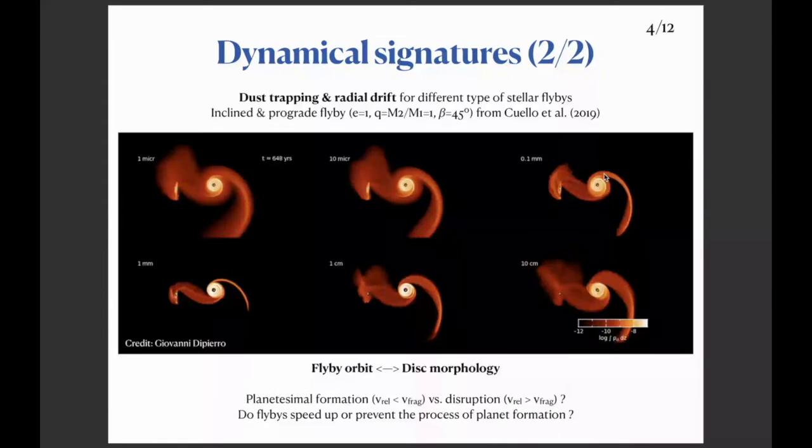And what we did a year ago, mainly with Giovanni Di Piero, was to check how the dust would be trapped in these asymmetric structures. So here you can see that the dust is trapped in very different ways depending on the degree of coupling with the gas. So here you have from 1 micron to 10 centimeter particles, and you can see, for example, that the 1 millimeter particles are very well trapped inside the spirals, and that we also have an important radial drift. And these kind of structures strongly depend on the different type of stellar flybys.